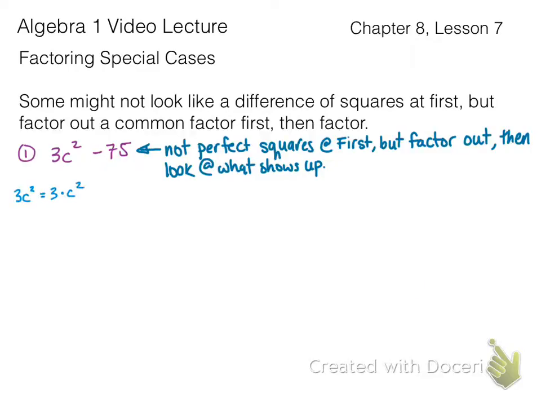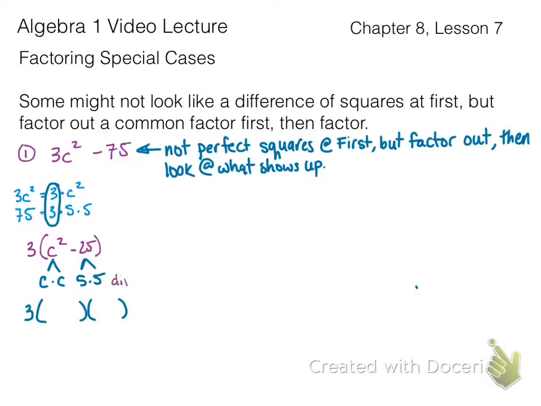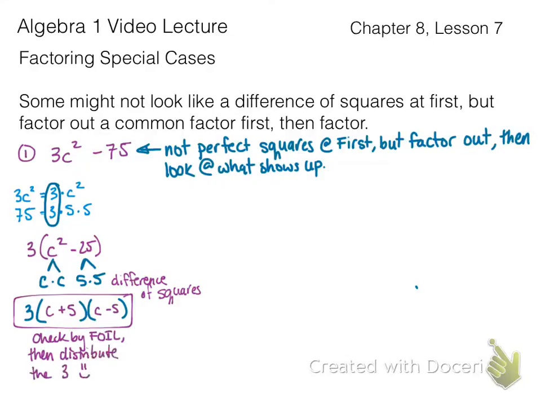3c squared is the same as 3 times c squared. 75 is 3 times 5 times 5. So if I pull out a 3, I'm going to get 3 times c squared minus 25, because that's what's left over. But guess what, guys? This is now a perfect square. c times c and 5 times 5. That's going to give me my difference of squares, and then I'm going to have c plus 5 times c minus 5. But don't forget the 3. If you pull something out at the beginning, it still needs to be in your answer at the end. So check by FOIL and then distribute the 3.